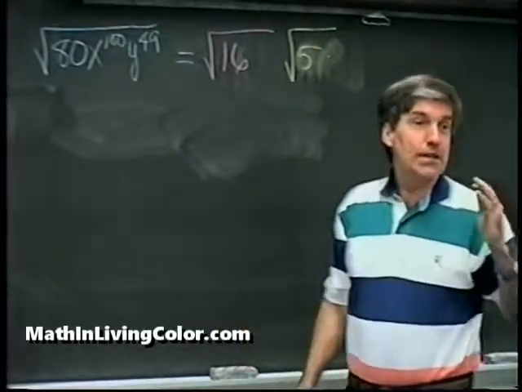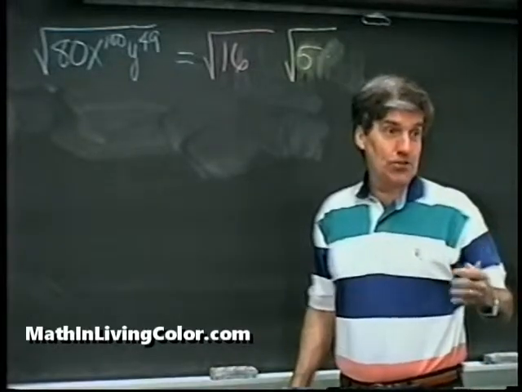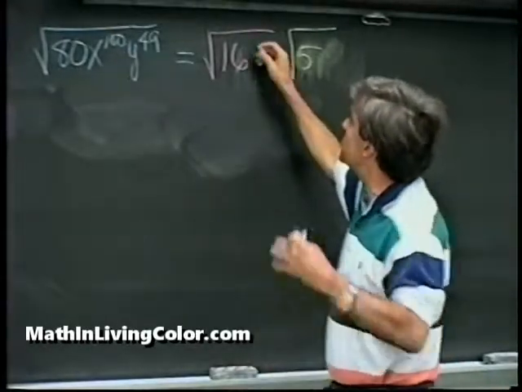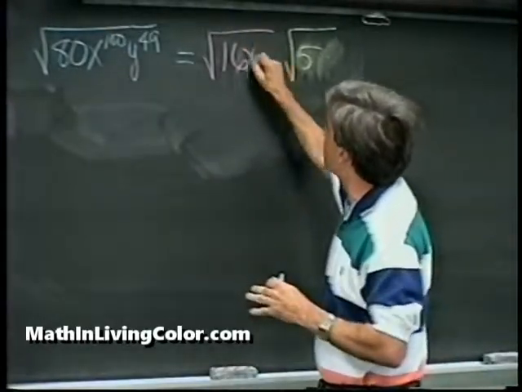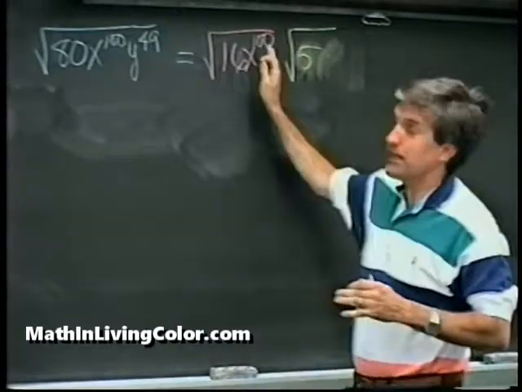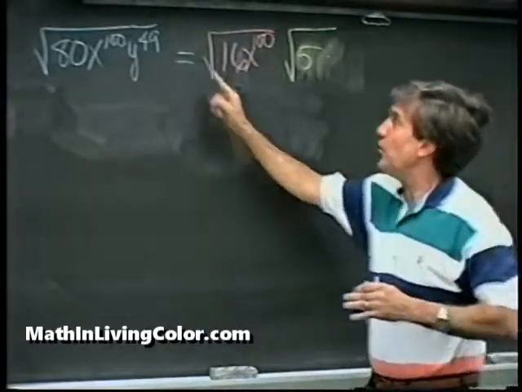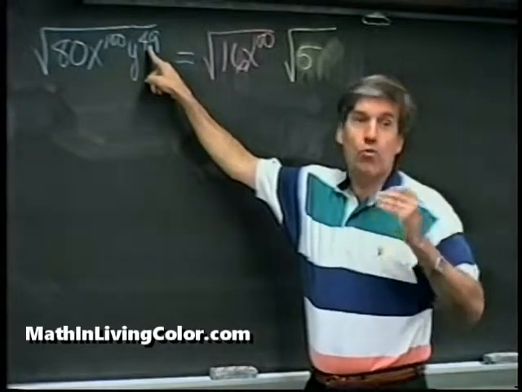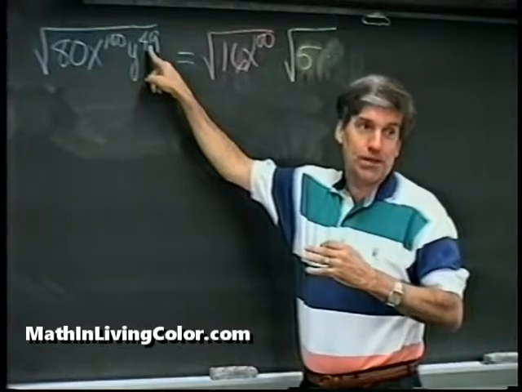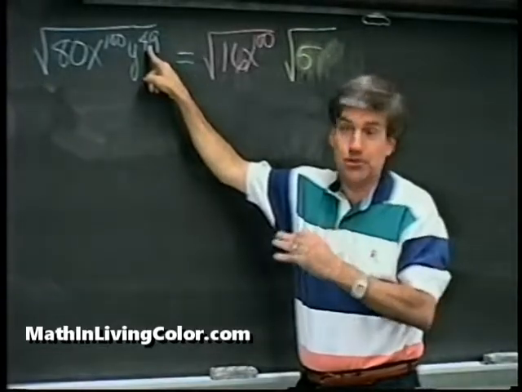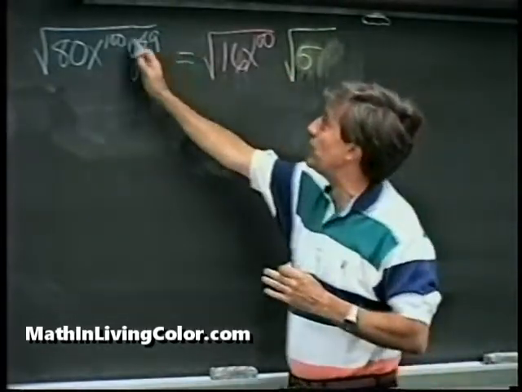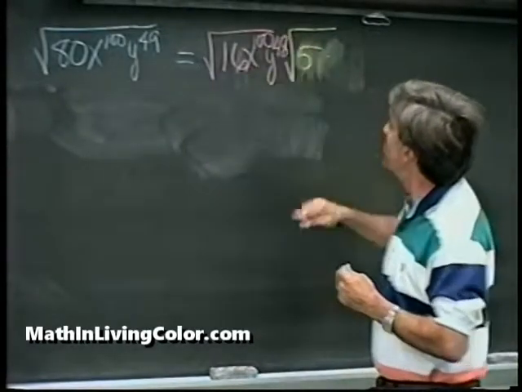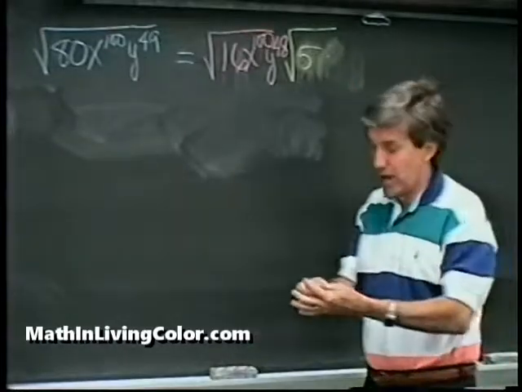The power has to be divisible by 2. So let's just put the whole thing up front. X to the 100th. It is a perfect square. Now, 49 is a perfect square, but don't let this fool you. 49 is a perfect square, but y to the 49th is not a perfect square because the power is not even. It's not divisible by 2. So back off from 49 and get what? Y to the 48, and then what's left over? There'll be a y left over, right?